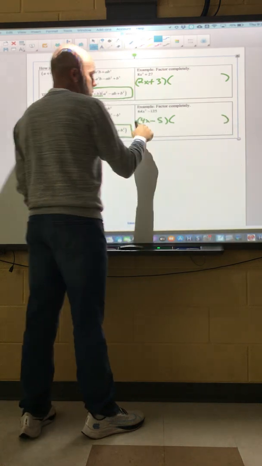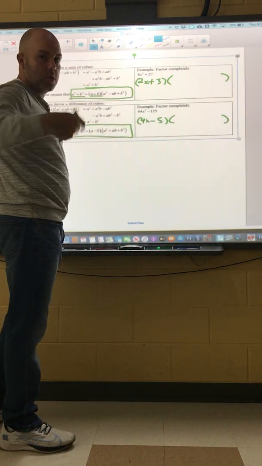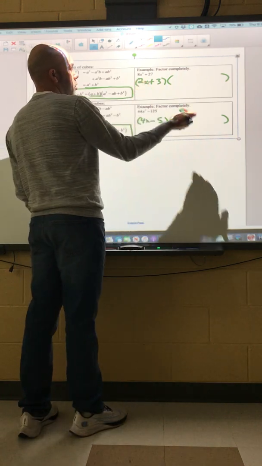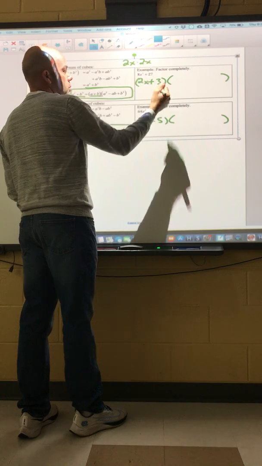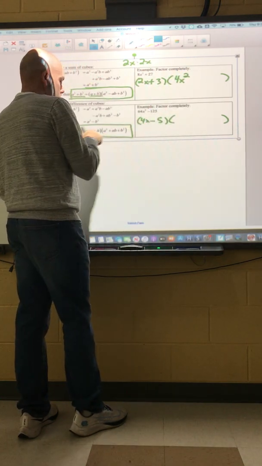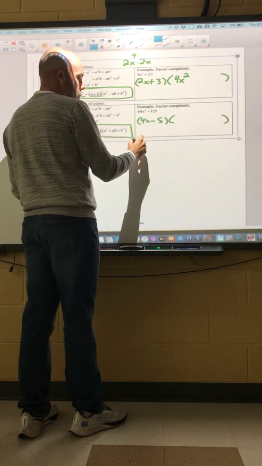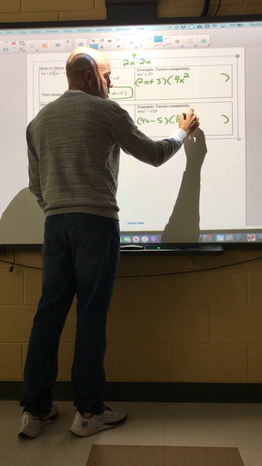To get the first term, notice here it goes from a to a squared, a to a squared. So we are going to square the first term, so 2x squared. But remember, when we square something, it means multiplying it by itself. So 2x times 2x is 4x squared. Okay, down here, again, it's a to a squared. So 4x times 4x. Well, that's going to give me 16x squared.